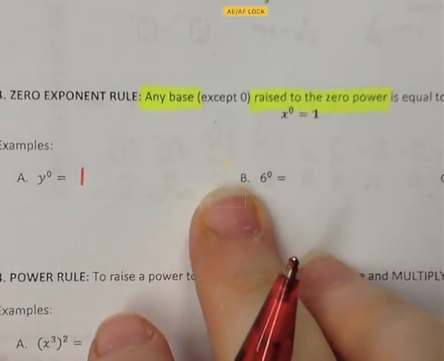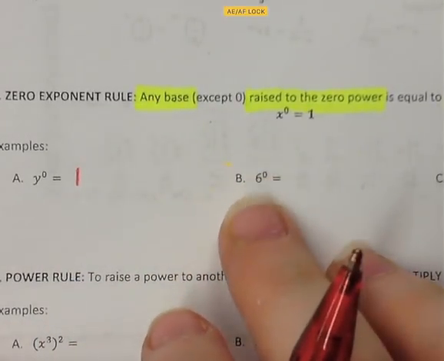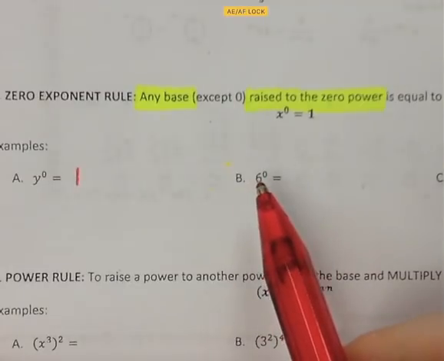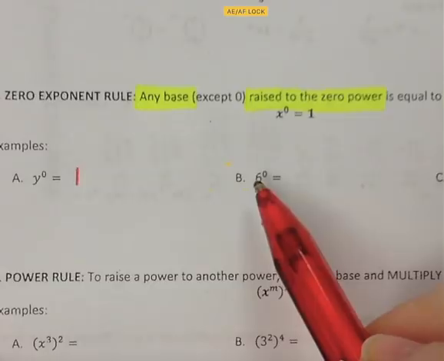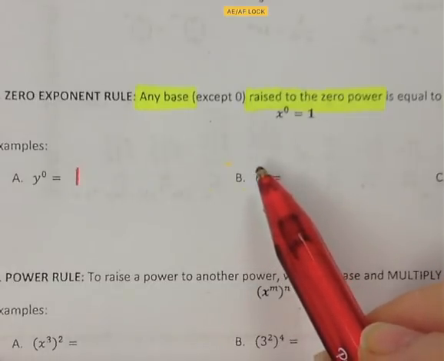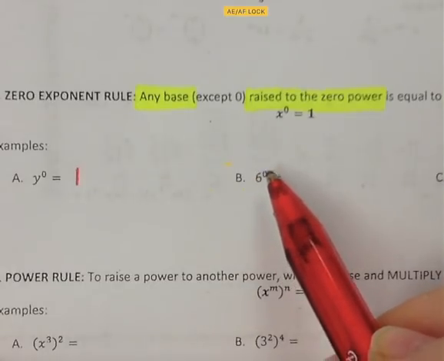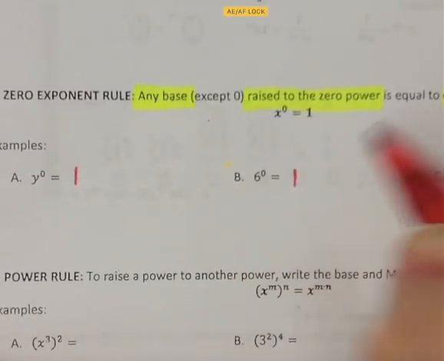On example B, we have 6 raised to the 0 power. It is any base; 6 is a base because it's holding up that exponent. That 0 is attached to that 6 and only the 6, and there's nothing else in the problem. So this entire problem is equal to just 1.